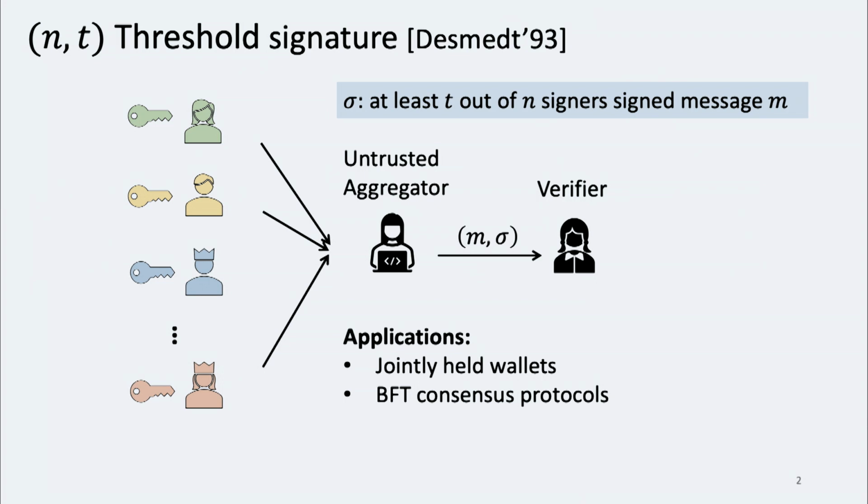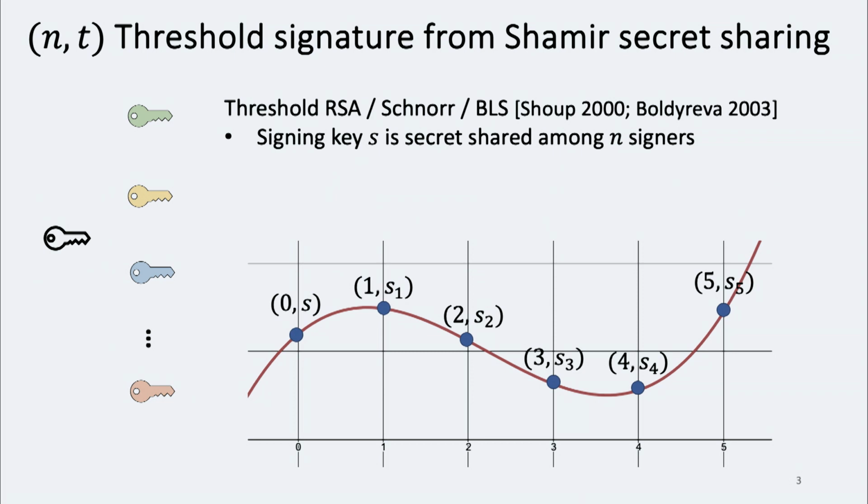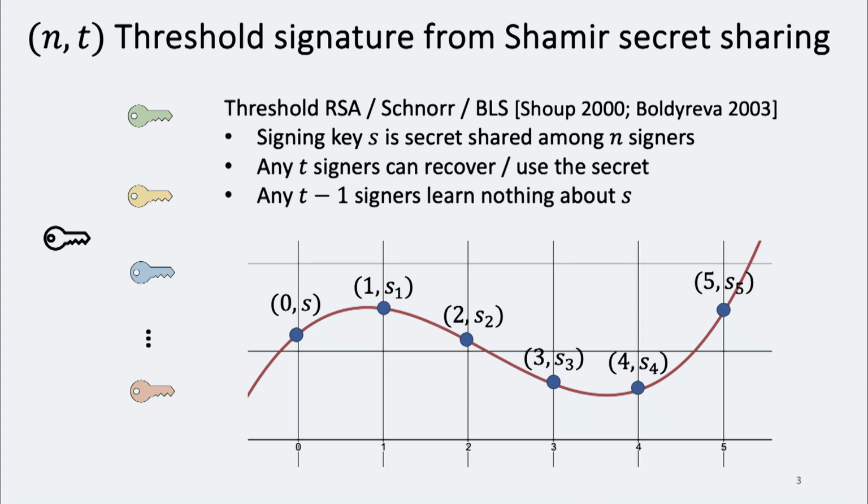Okay. And we also have pretty efficient threshold signature constructions. Most of the existing ones rely on Shamir secret sharing. The idea here is that we start with a single signing key, and then we use secret sharing to divide it into n shares, and then we give one share to each signer. And the promise of secret sharing is that T of these signers can come together and use the secret key to produce a signature, but T minus one of them cannot learn anything, cannot do anything with the secret key.